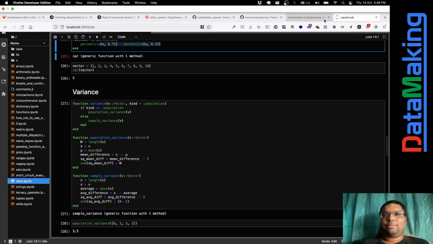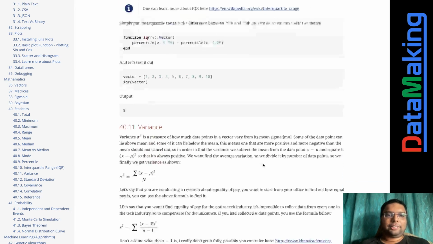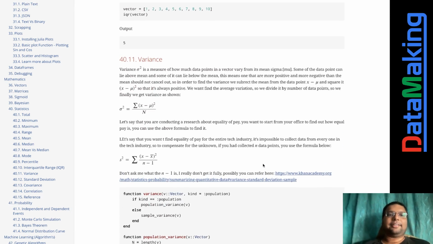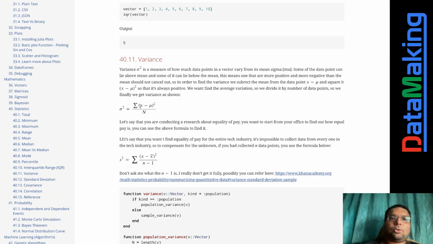Next is variance. Variance is a measure of how much your data varies. It is given by this formula, sigma square and all those things. It tells how much your values vary above or below the mean.